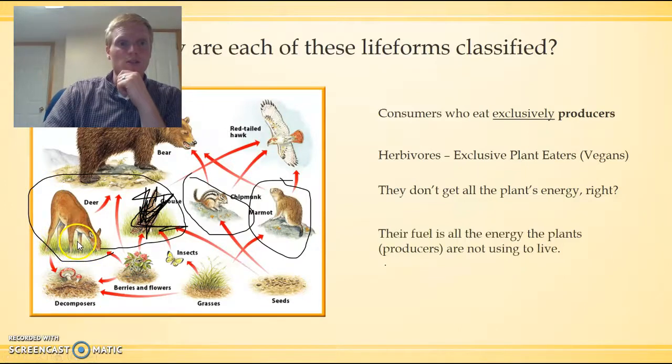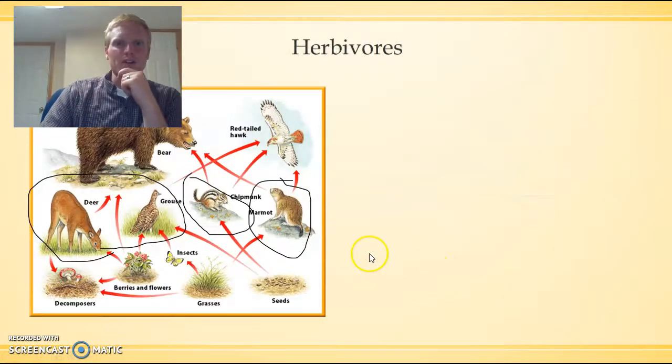The deer is a herbivore. Okay, he's not going to be eating any animals at all. He is exclusively eating plants or producers, okay? So that is what we refer to as a herbivore, whereas this hawk is eating these other life forms. He's not only eating plants, he's eating other things as well. Okay, perfect. Herbivores, a bit more on herbivores.